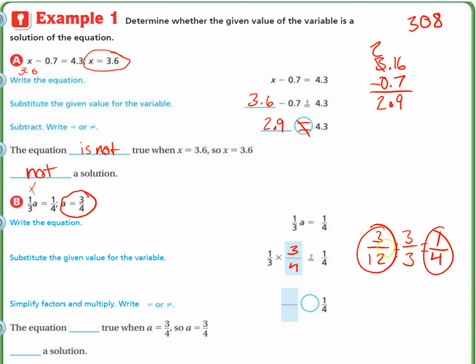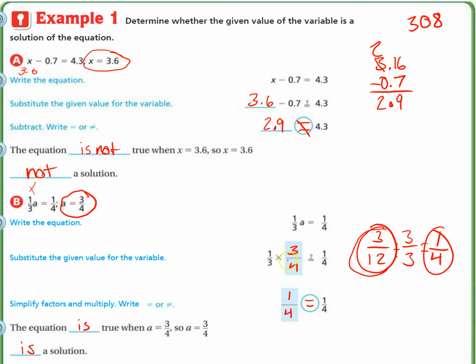So 1/3 times 3/4 does in fact equal 1/4, because 3/12 is equal to 1/4. So these two are equal. So the equation is true when a equals 3/4. So a equals 3/4 is a solution. Okay, don't forget the simplifying.